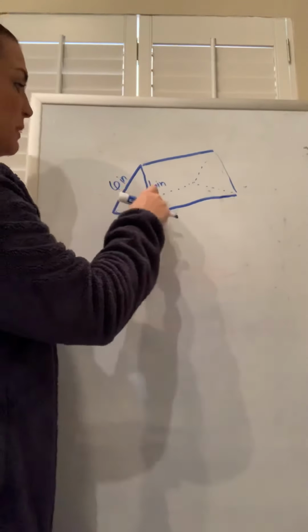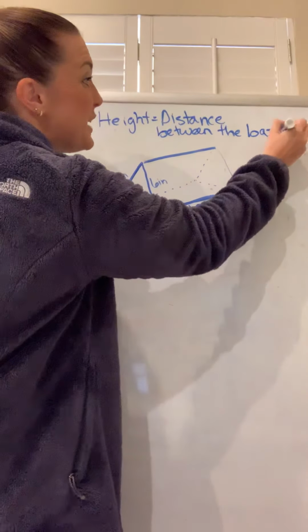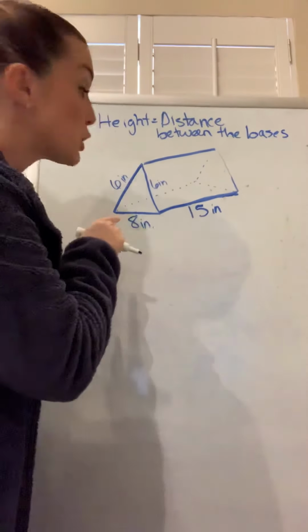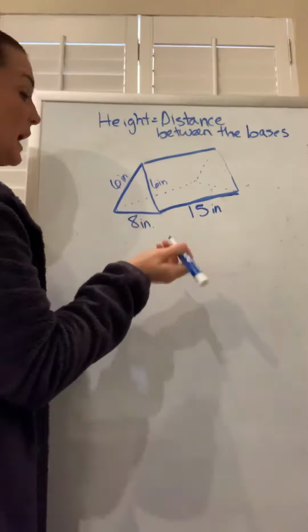This distance here is 15. This is the height of the figure. Remember that the height is the distance between the bases. Now, that's the height of the figure, not the height of the triangle, okay? To find the area of the triangle, we have to know the height of the triangle, this distance right here. And so we'll say that the height of the triangle is 7 inches.